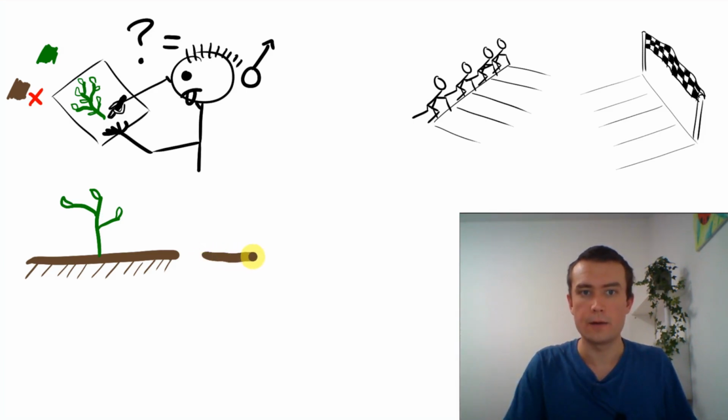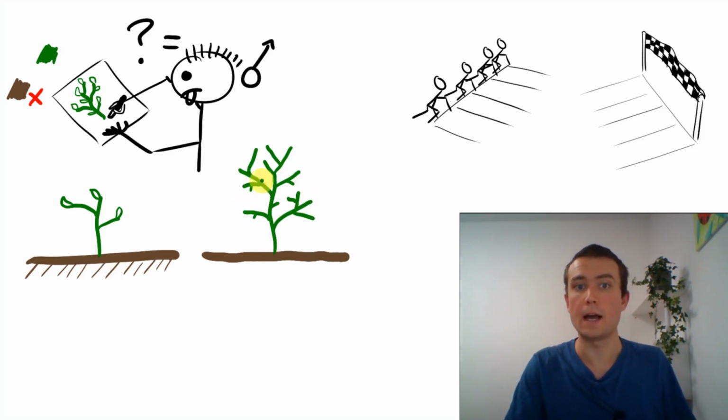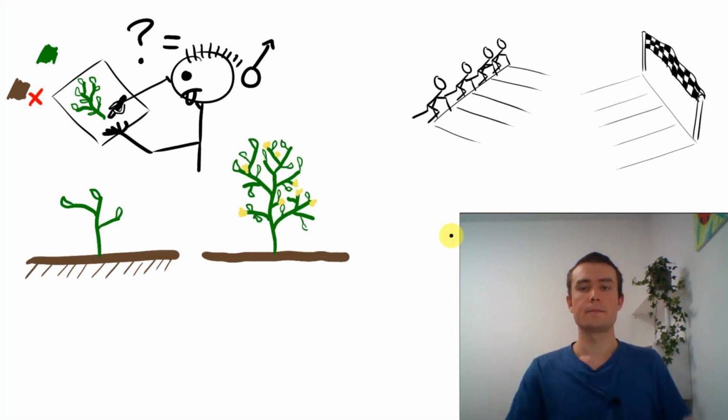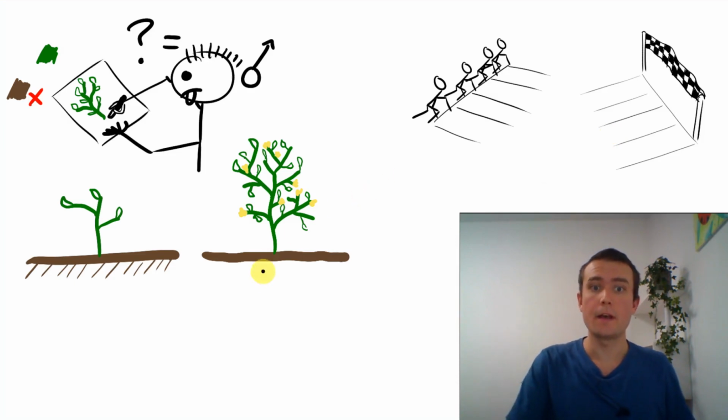A brown line. A brown line for the ground. And green lines for the plant. I've finished drawing the second plant. The first plant, the second.